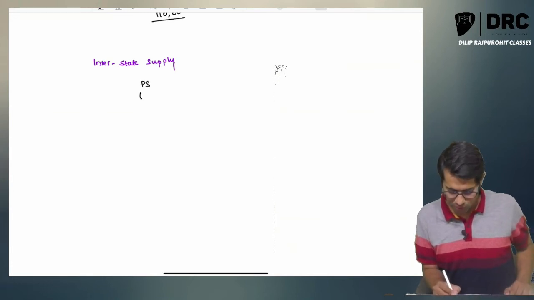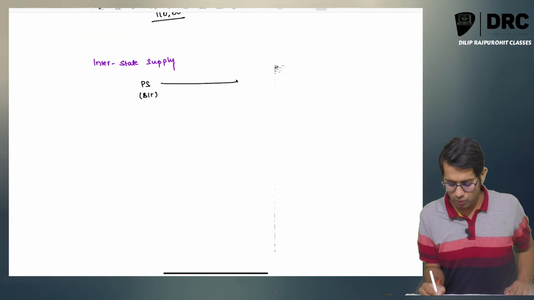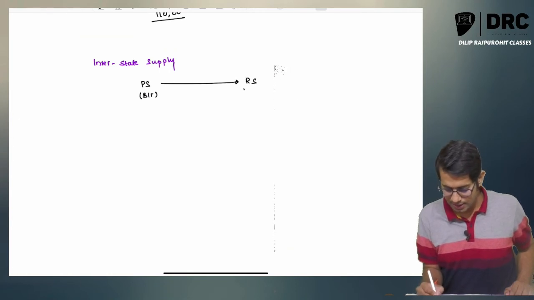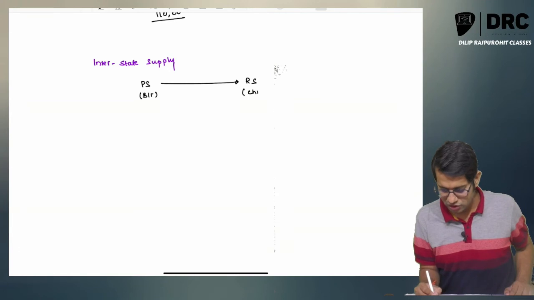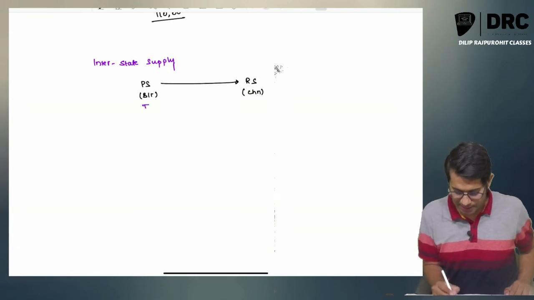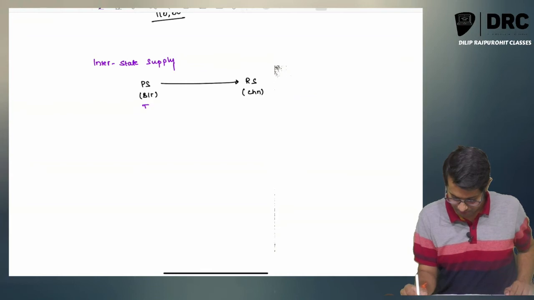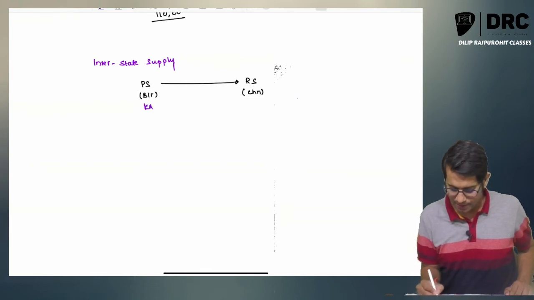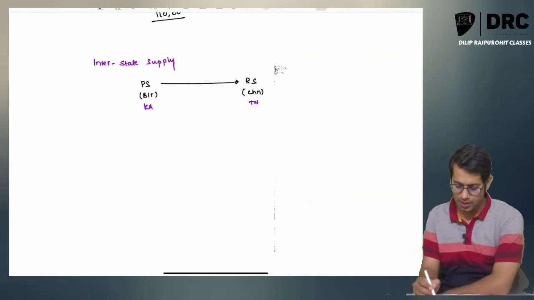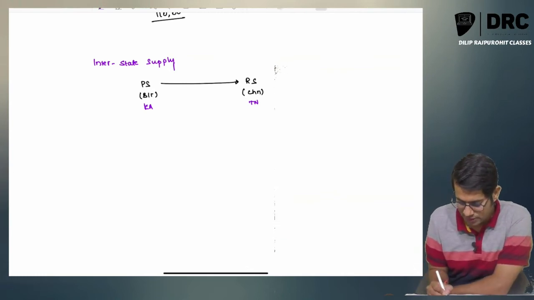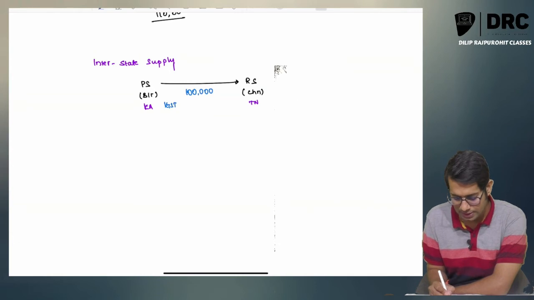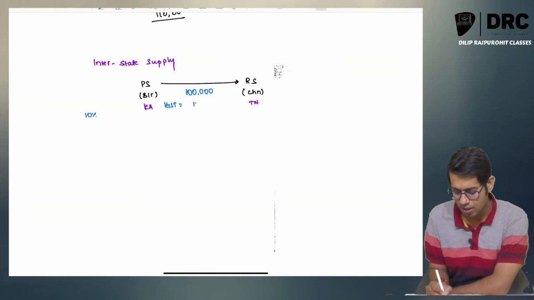Say Priya Sarees located in Bangalore is supplying goods to Rajani Sarees in Chennai. So Priya Sarees in Karnataka is supplying goods to Rajni Sarees in Tamil Nadu. Assuming the value of the goods supplied by me is 1 lakh rupees, and on this transaction I have to pay something called IGST. 10% is the GST rate. How much? 10,000 rupees. So the total selling price will become 1,10,000 rupees.